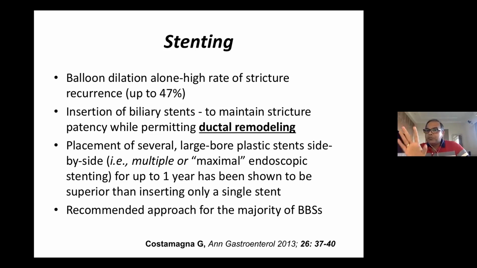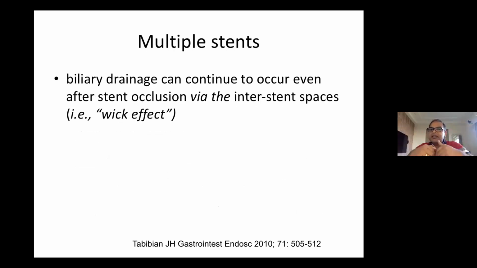So with multiple stents, where the stricture is, even if the plastic stents get occluded, there is space between the 2 stents, so the bile keeps on flowing through these spaces, which is called the Wick effect. This is helpful in our cases also. If we place 2 internal external drains across the stricture, of course there are chances that these drains get blocked, but still the patient doesn't develop cholangitis, because the bile keeps on flowing through the space between the 2 drains.